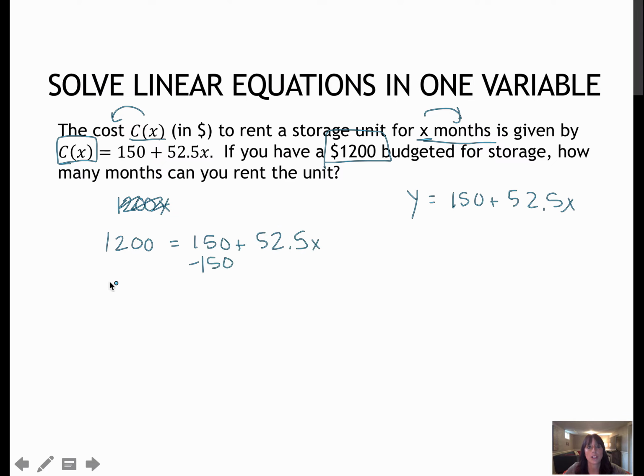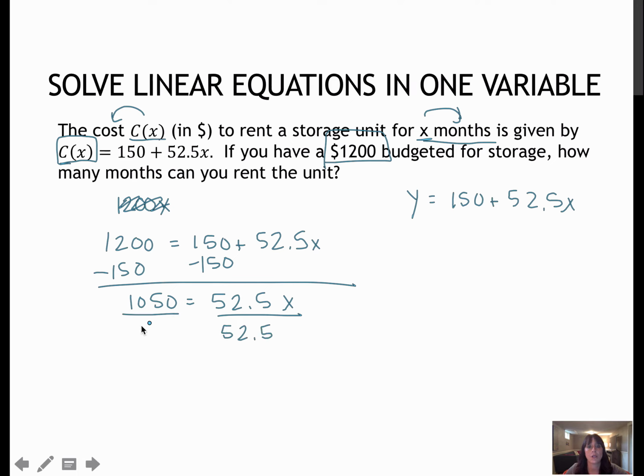I would subtract the 150 from each side. On this side, I would get 1050. On this side, 52.5. And then I would divide each side by 52.5. And that gives me 20 equals x. And so the question says, how many months can I rent the unit? And then I would write a sentence. I could rent the unit for 20 months.